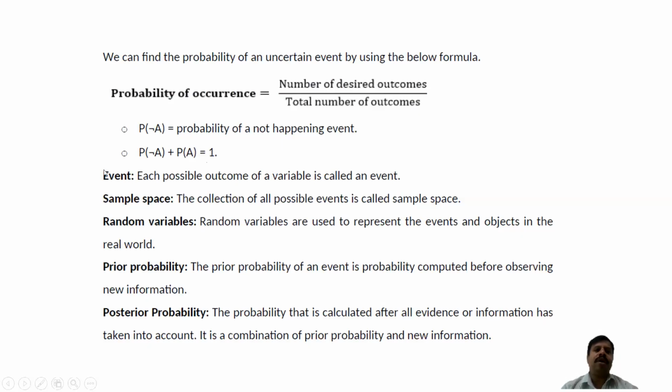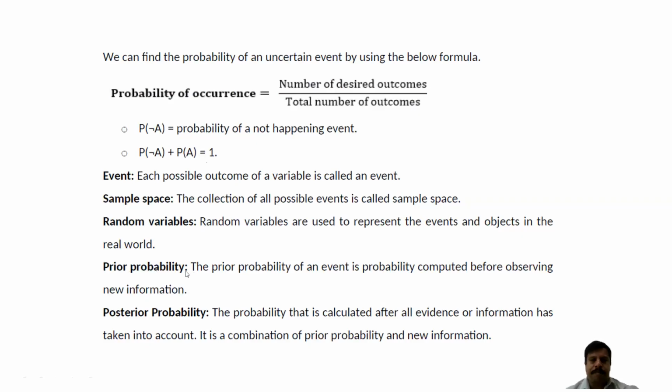In this topic, we come across different types of terms. One is the event. An event is a possible outcome of a variable. The sample space is the collection of all possible events of a particular scenario. Random variables are used to represent the events and objects in the real world.